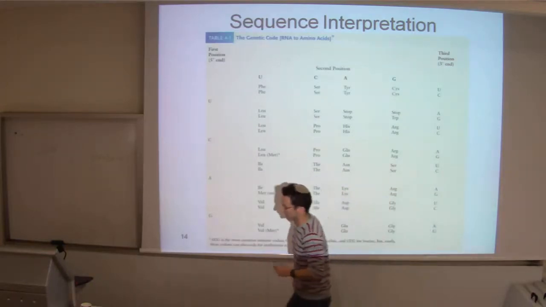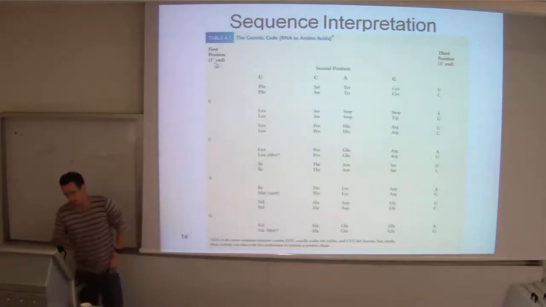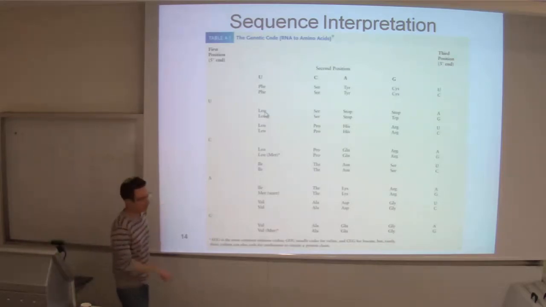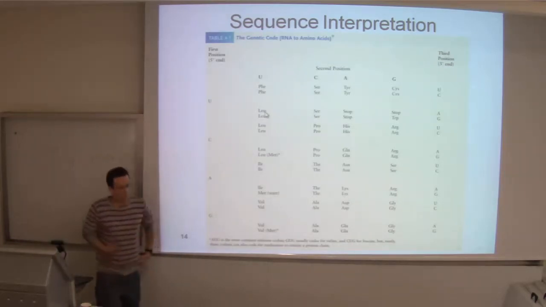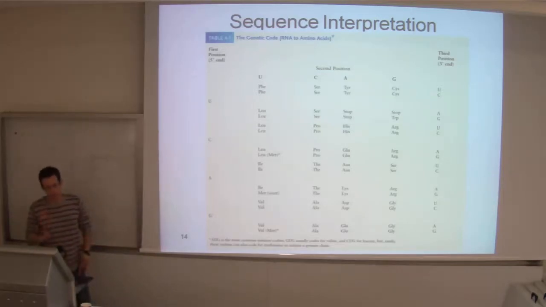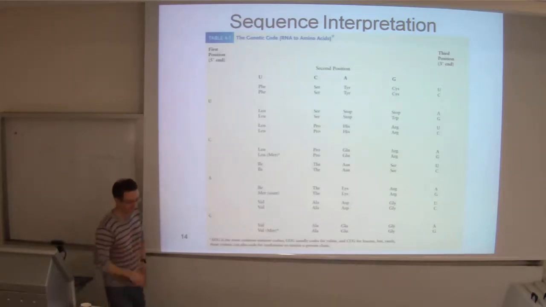So, for instance, U will mean phenylalanine. G would mean leucine, the amino acid leucine. So this is the way you read this table. Okay, and a few things to note about the genetic code.